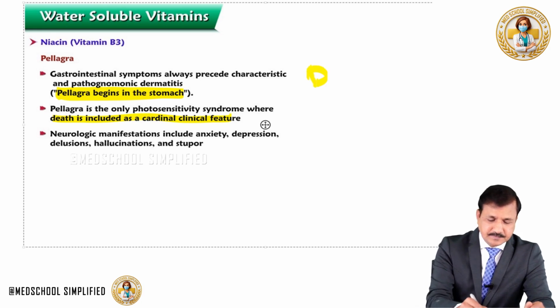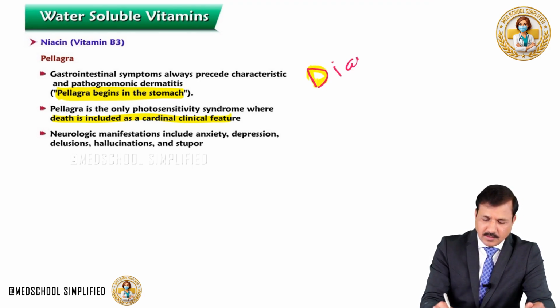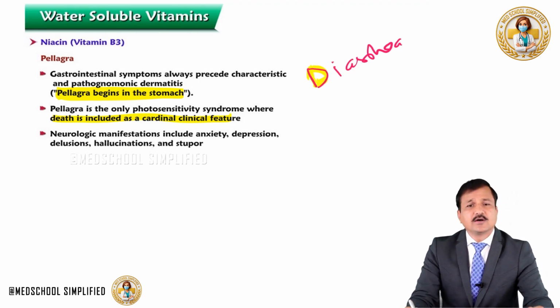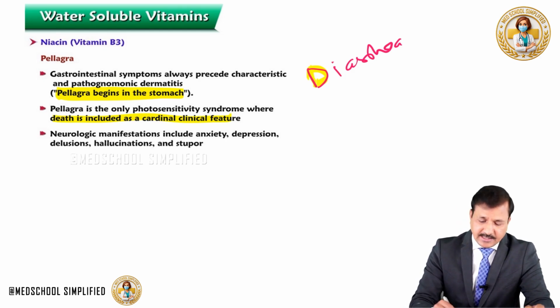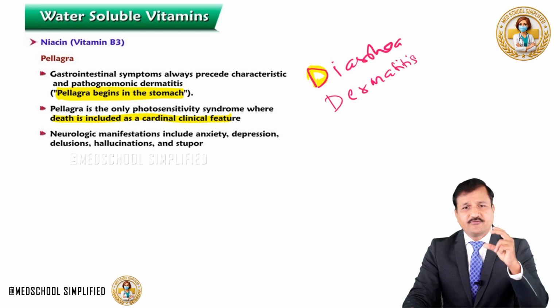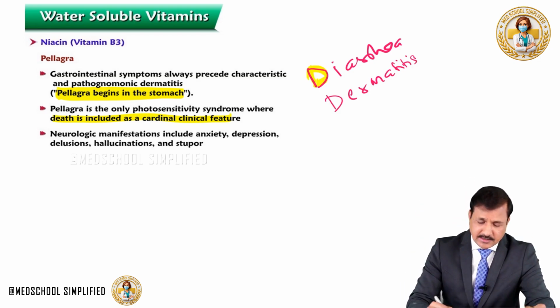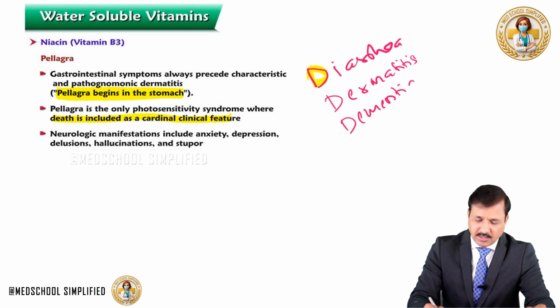diarrhea, because of the involvement of the intestinal tract. The second D is dermatitis. So, dermatitis is scaly, pigmented skin which is roughened, usually around the sun exposed areas, and dementia, where the neurological signs are seen.